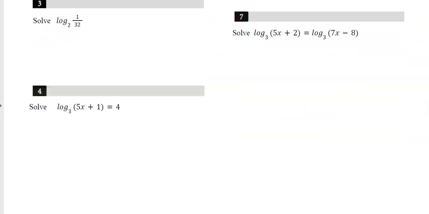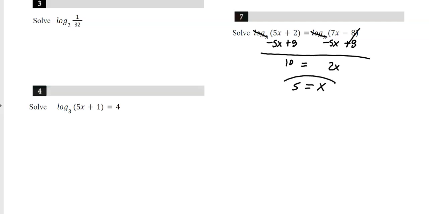All right, next problem. I see logs on both sides, but they're the same base. So when you have the log of the same base on both sides, you can just ignore those and solve this algebra equation. I'm going to subtract a 5x, subtract a 5x. That gives me 2x on the right. So I need to get these constants, or these numbers, on the other side. That's going to give me 10, and I get an answer of x equals 5.